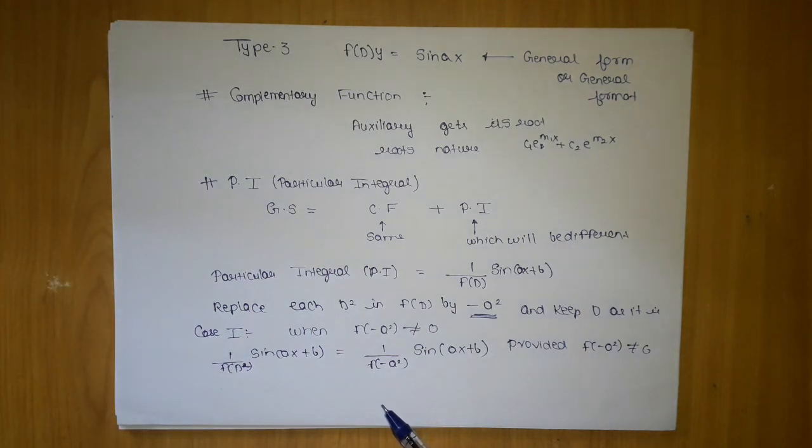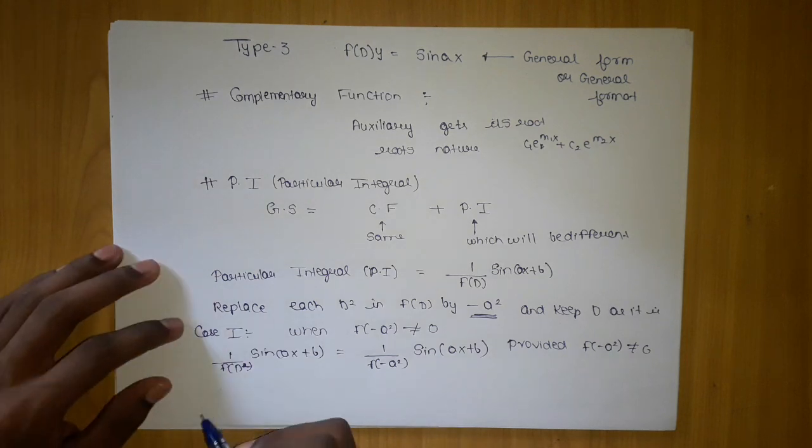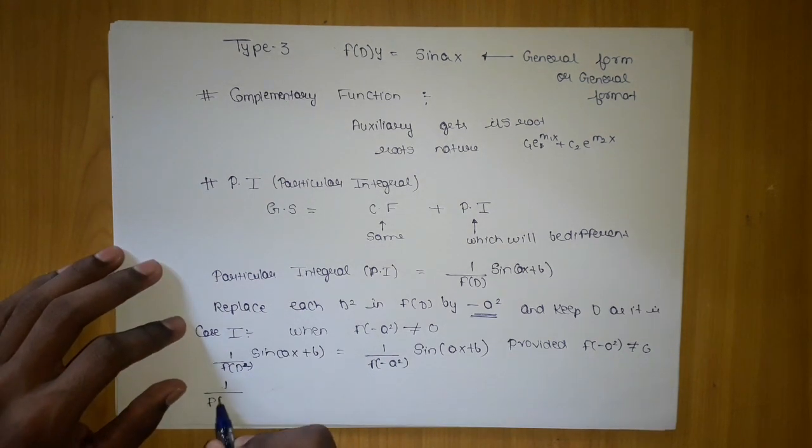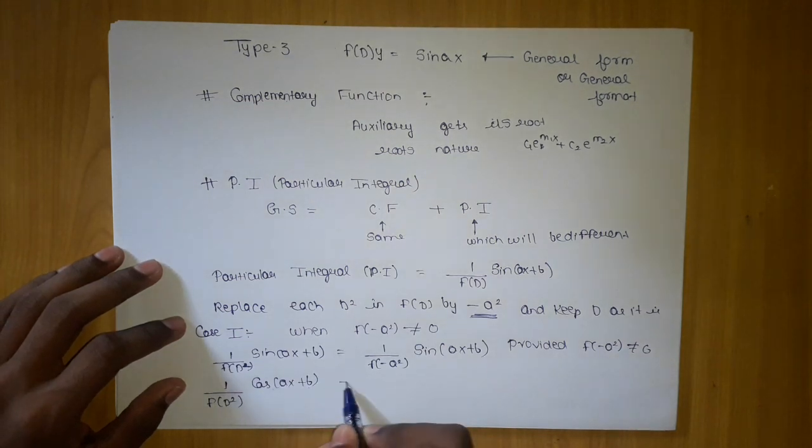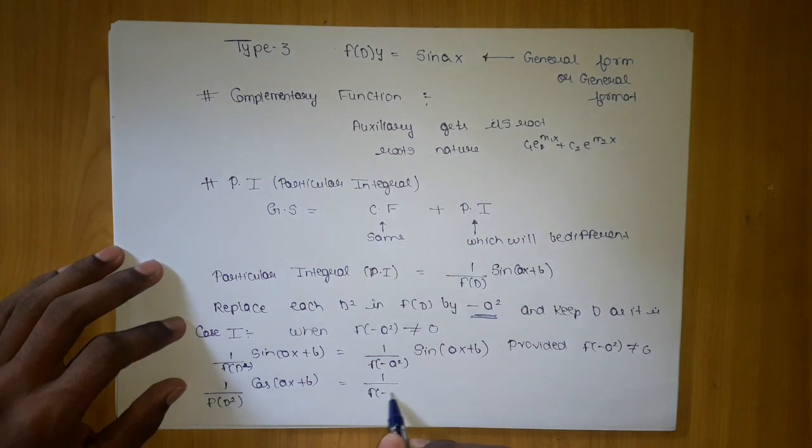Now let's consider one more case, which is understandable. Here D square is there, and instead of sine, cos of ax plus b is there. A similar thing will happen, nothing great will change here, just cos will be there.